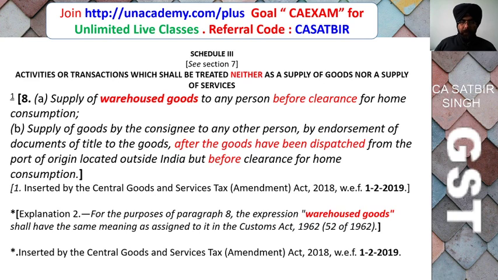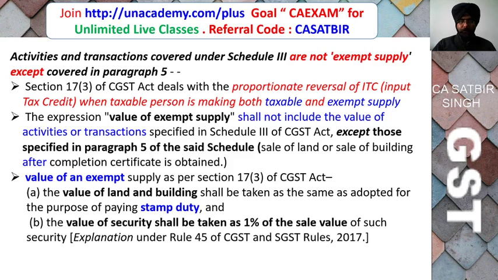Thus in case of high sea sales, if the goods have not come into India or not cleared for home consumption and the goods are supplied to another person, no GST has to be paid because it is neither a supply of goods nor supply of service. So activity and transaction covered under Schedule 3 are not exempt supply.